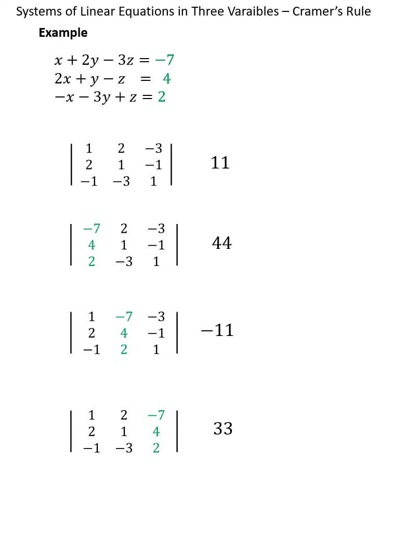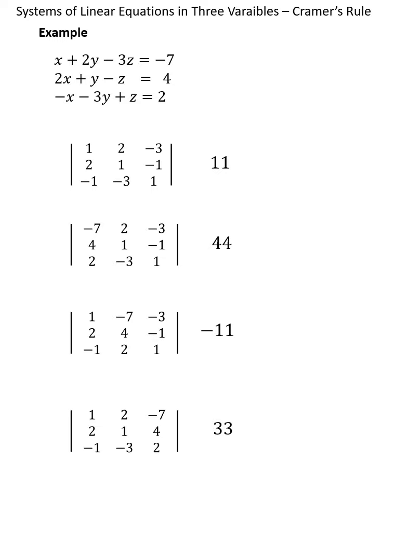Okay, so we've computed 4 determinants. But wait a minute, aren't we trying to solve this system for x, y, and z? Well, what Cramer figured out is that once you've computed your 4 determinants, you can easily see the answer to the original system. In other words, you can easily see what x, y, and z equal.